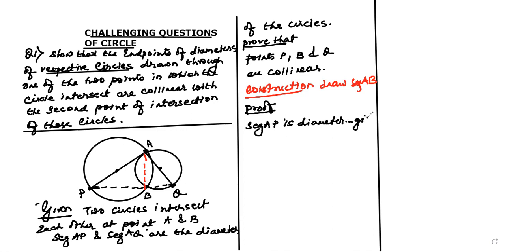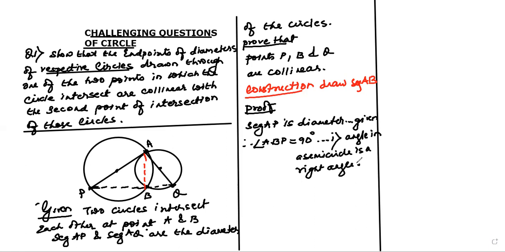It is given. Therefore, angle ABP equals 90 degrees. I call this one angle in a semicircle. A right angle in a semicircle is a right angle. Okay, so I got ABP as 90 degrees.